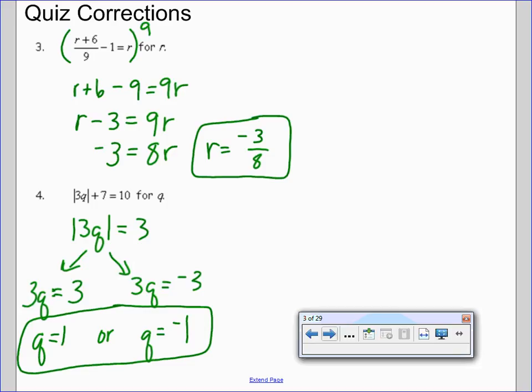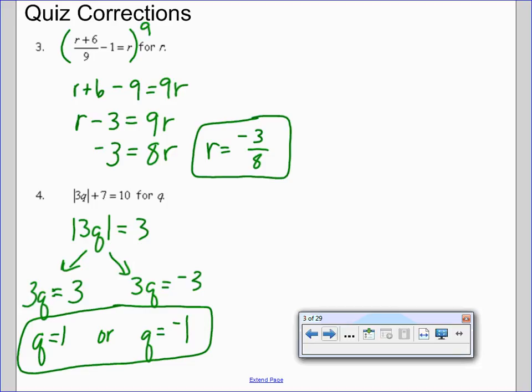Getting rid of absolute value bars is the same as breaking it up, right? I'll go ahead and add or subtract, multiply or divide to get the bars alone, and then I'll break it up into 2 separate equations. One where the quantity inside the bars is set equal to the positive distance number. One where the quantity inside the bars is set equal to the negative distance number.